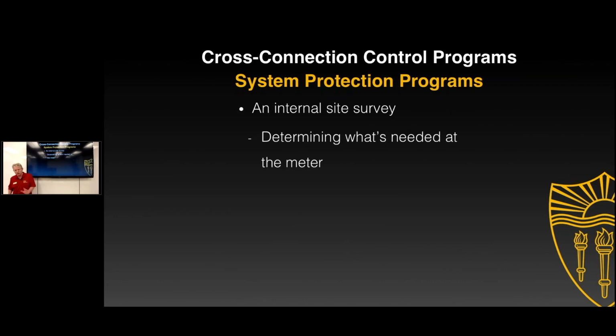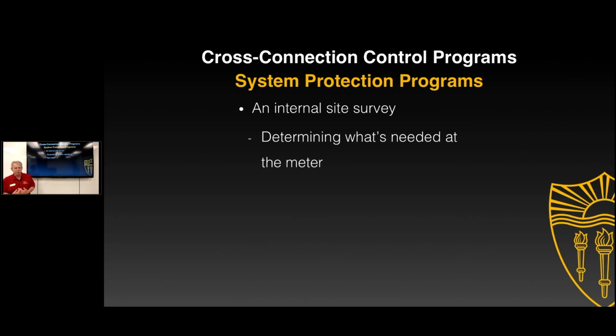However, even though that's all I'm responsible for in a system protection program, I'm going to do an internal site survey to determine what's needed at the meter. So we go out to do a site survey. We're going to look at a building. We're going to look at the facility. We're going to say the water comes in here, and we're going to follow it along. We're going to find out what type of problems we might encounter in this particular facility. And we're going to get that information. And with that information, we're going to say, okay, because of this, this is what we need at the meter. We need a backflow preventer at the meter because this is what we found. So we're using an internal site survey to determine what should go at the meter.